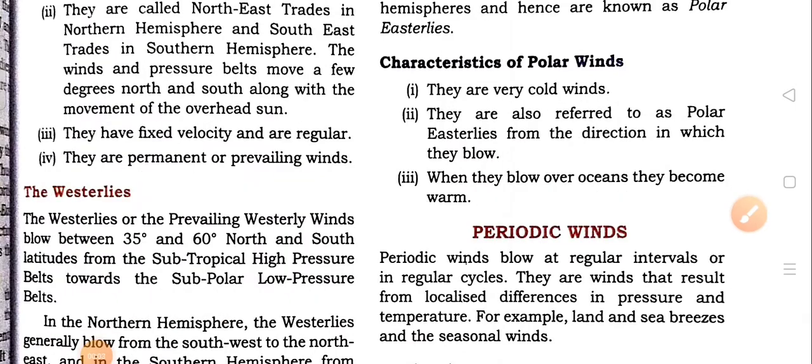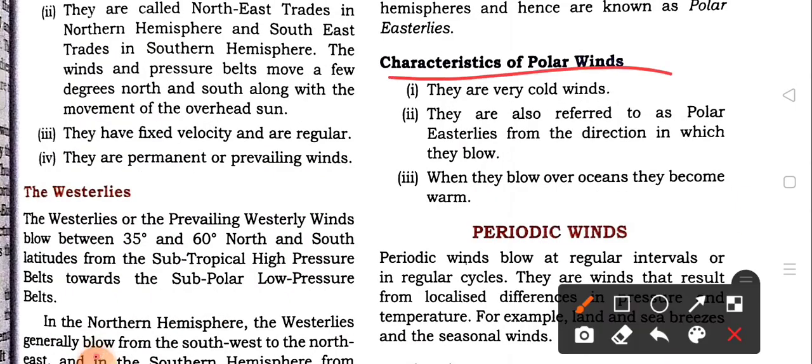Now we are going to learn about the characteristics of the polar wind. As it is coming from the poles, which are ice cap lands, it is a very cold type of wind. They are also referred to as the polar easterlies from the direction in which they blow, the northeast and the southeast, and they blow over the ocean. They become warmer as they blow over the ocean; the cold wind becomes warmer.